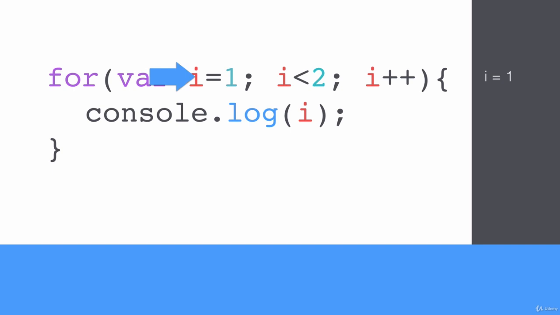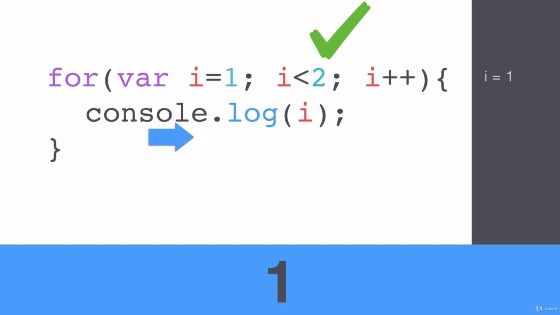That's the beginning value. The next step is it reaches the second part of the for loop, where it checks to see whether the current value of i is less than 2. And 1 is in fact less than 2. So it proceeds to run the code inside the for loop, inside those curly braces. In this case, it console logs the value of i, which currently we know to be equal to 1.